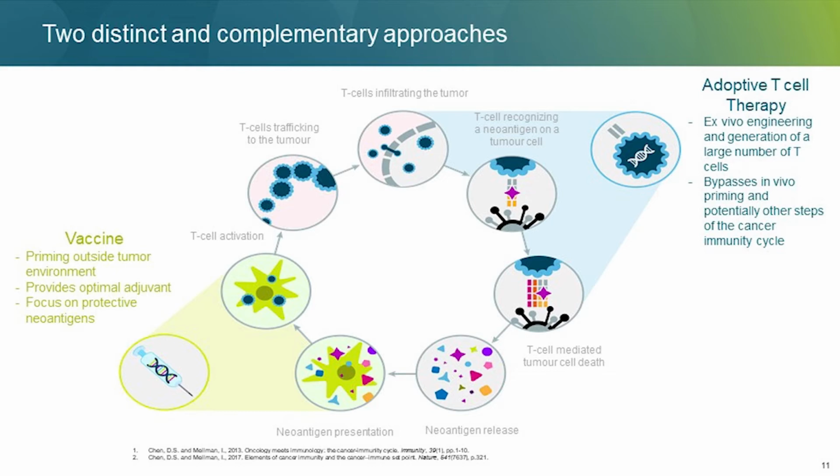With the adoptive T-cell therapy, we can generate a much larger number of T-cells, as I said before, and the big advantage here is that we literally bypass in vivo priming, and we may even be able to bypass other steps of the cancer immunity cycle if we further engineer these T-cells.